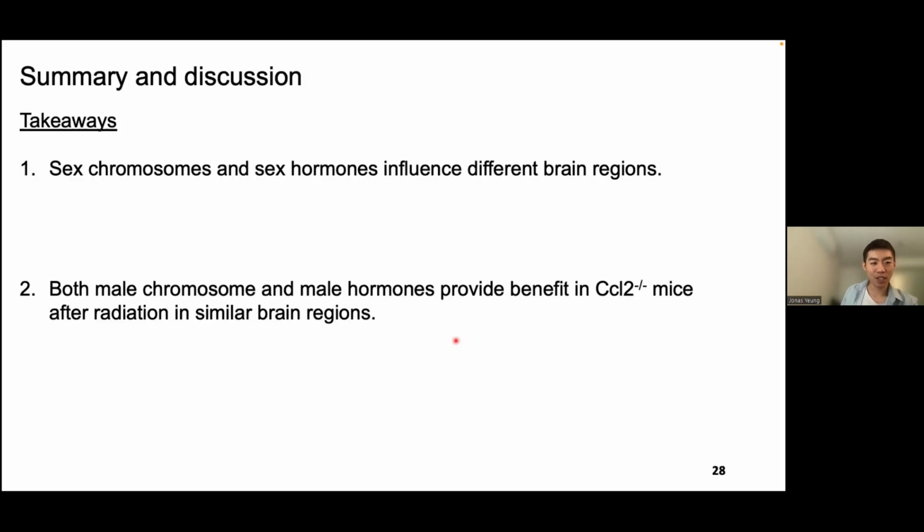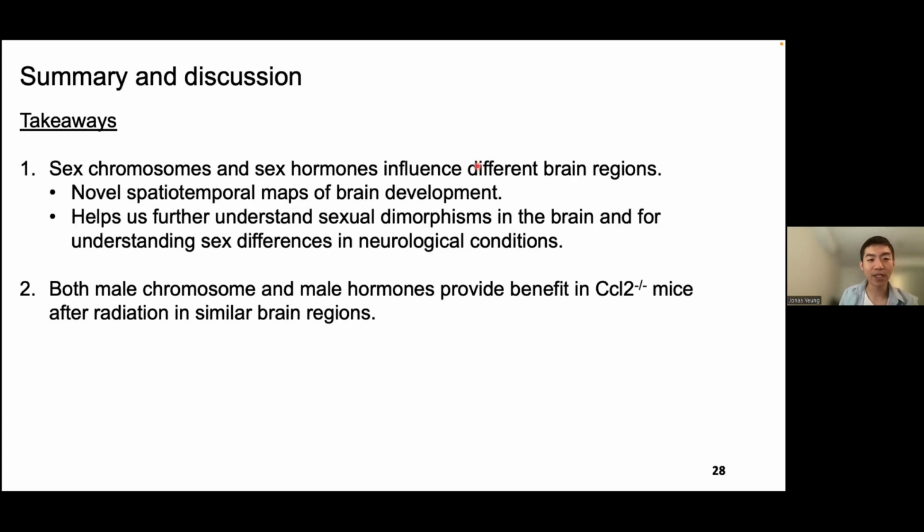So to conclude this presentation, as well as give us some takeaways, from the first question, we can answer with sex chromosomes and sex hormones influence different brain regions in some sort of uncoordinated manner. And we did this by demonstrating novel spatial temporal maps of brain development. And hopefully this can help us further understand sexual dimorphisms in the brain and for helping understand sexual differences in neurological conditions, which may be dependent on hormones or chromosomes.